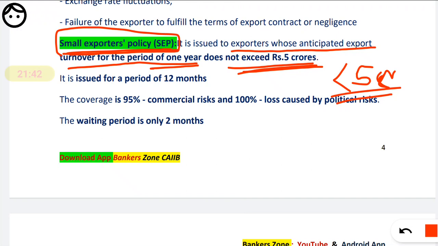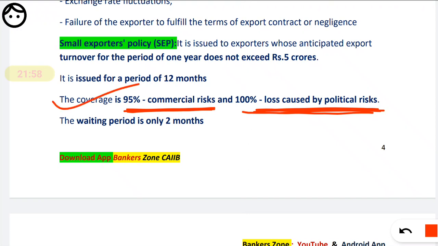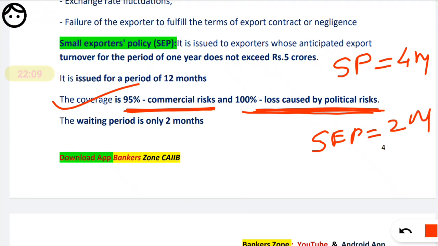It is generally for a period of 12 months as usual. And remember one important thing here: the coverage is 95% for the commercial risk and 100% for the political risk. That is one point you can remember. And we discussed that in the standard policy the waiting period was 4 months, but in the case of the small exporter policy the waiting period is only 2 months.